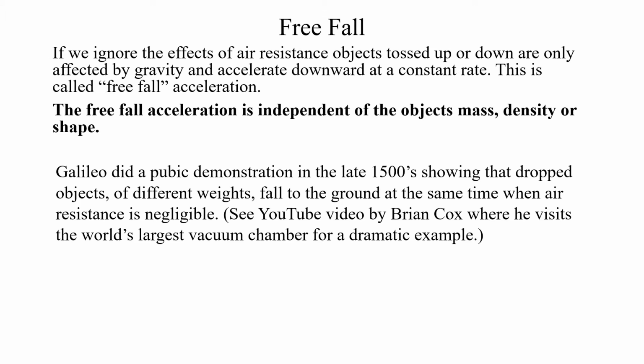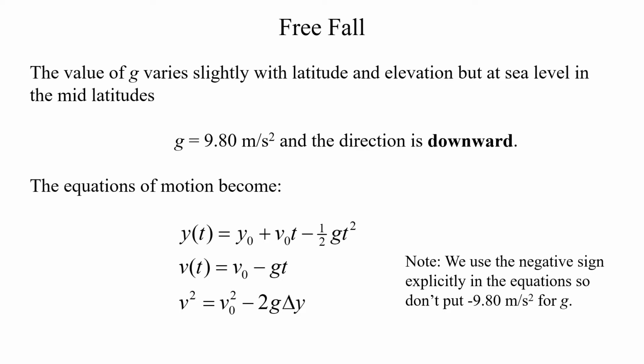All right, so we will look at a couple of examples of free fall motion, or vertical motion in the vertical direction. We'll use the small g to represent the acceleration due to gravity. The value of g will vary slightly with latitude and elevation, but at sea level in the mid-latitudes, we use the value of g as 9.80 meters per second squared, and the acceleration is downward toward the center of the Earth. Now that variation with latitude and elevation and local density is very, very small. So we'll just use the 9.80 meters per second squared.